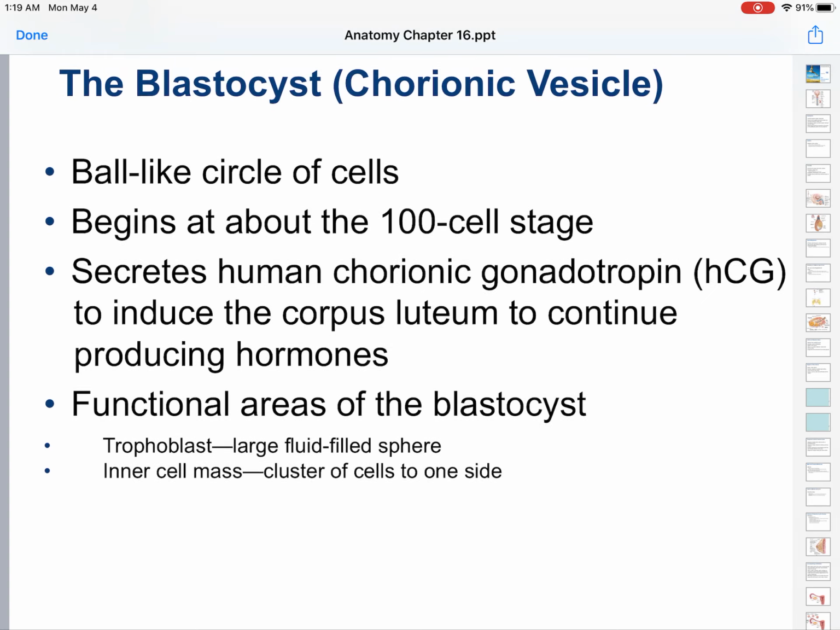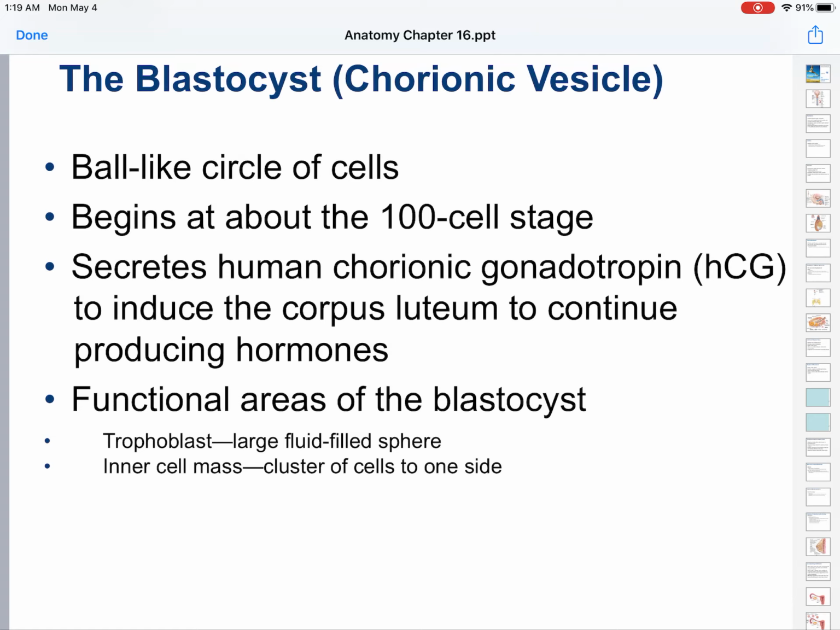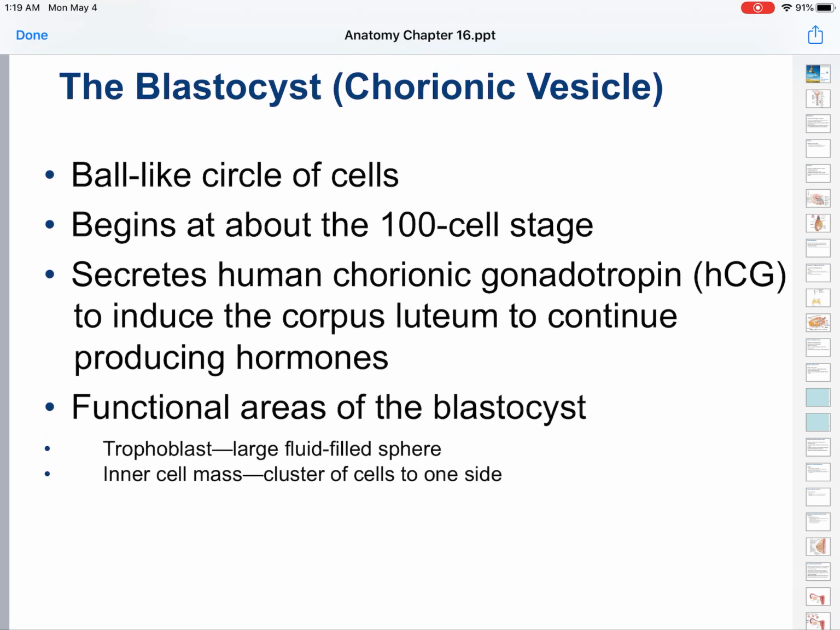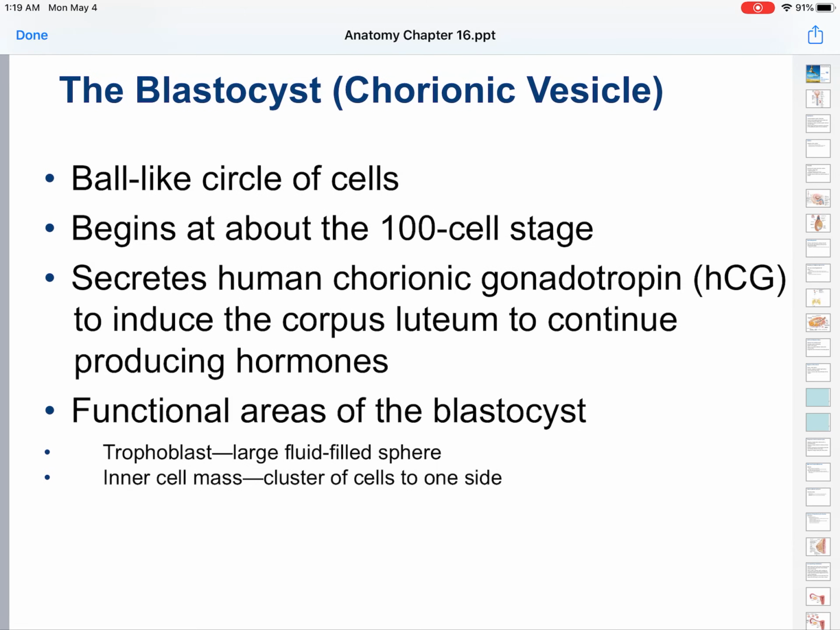Once we get to the 100-cell stage, it is called the blastocyst, and it secretes human chorionic gonadotropin to induce the corpus luteum to continue producing those hormones. It's pretty much sending a letter back home where it came from saying, hey, continue sending those hormones. I've been fertilized, I've implanted into the uterine wall, please keep sending those hormones so that I can continue to live. That's important to me, that I continue to live.